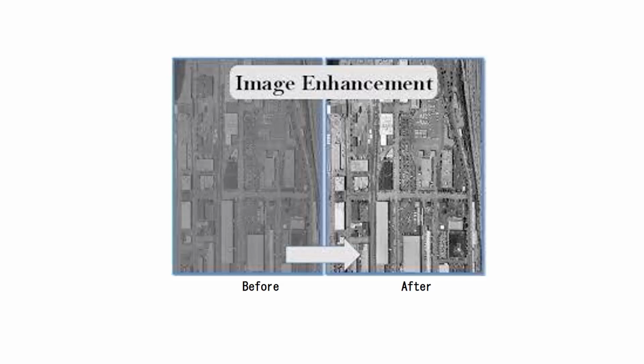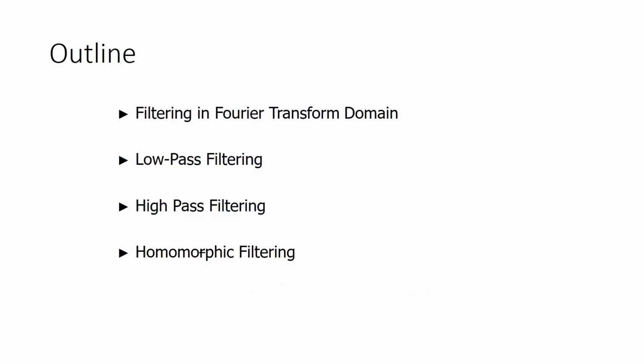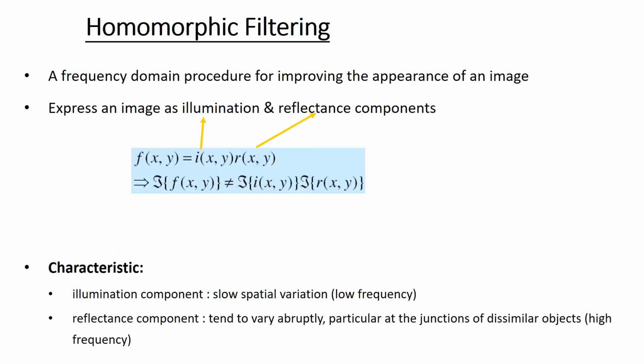We have already discussed different methods for image enhancement, some of them in the spatial domain and some of them in the frequency domain. In frequency domain image enhancement techniques, we have already discussed low pass filtering operations and high pass filtering operations. So now we are going to discuss homomorphic filtering. Homomorphic filtering is a frequency domain procedure for improving the appearance of an image.